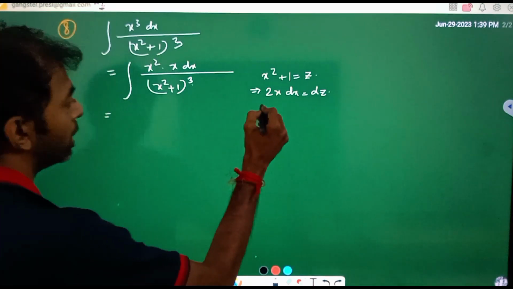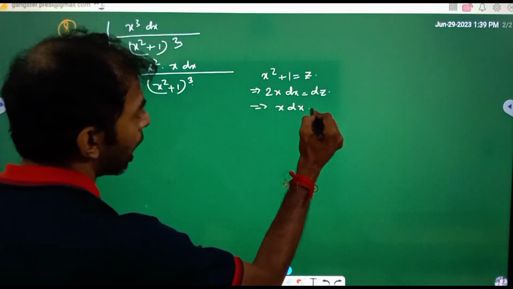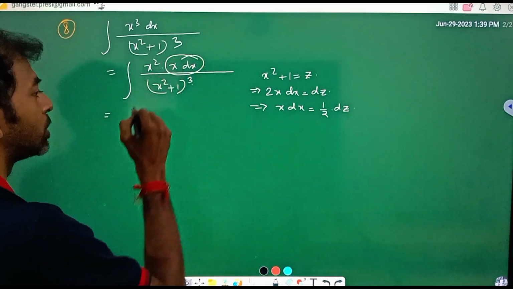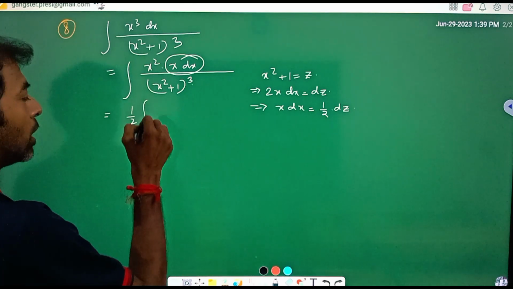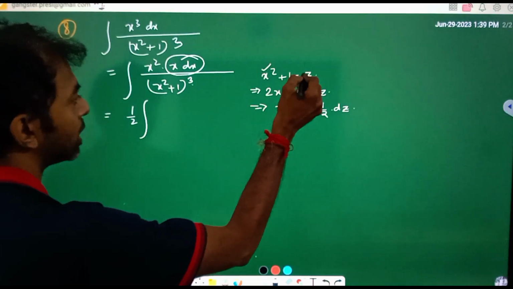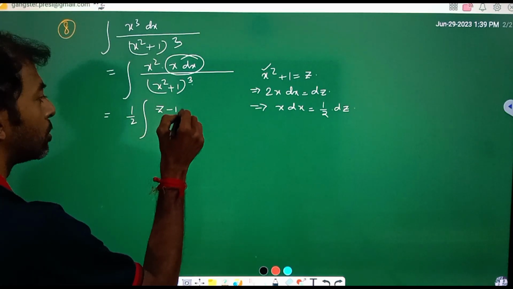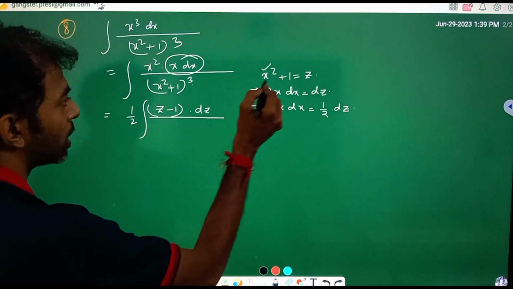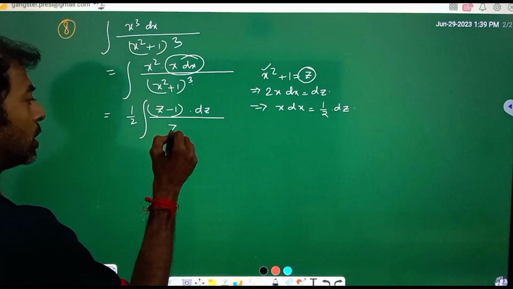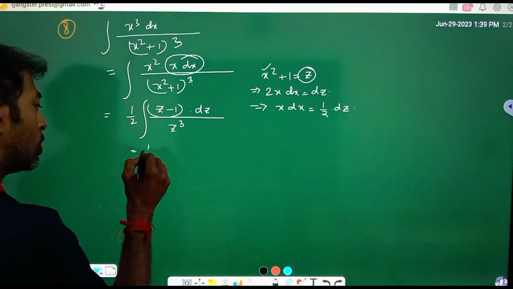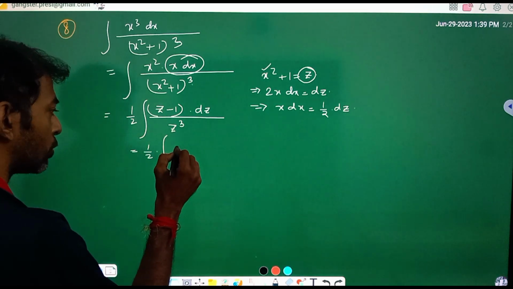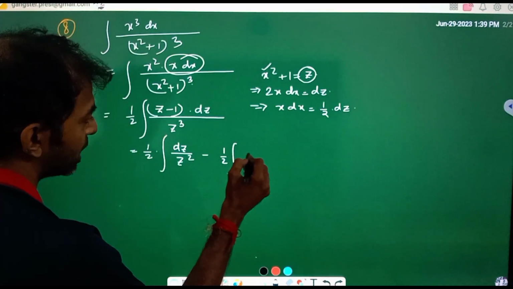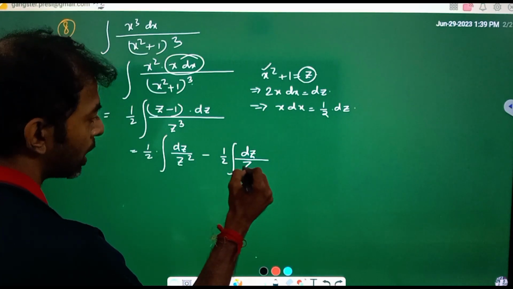So x dx will be half into dz. So this part I'm going to substitute by half into dz. Now you all know the value of x square, that will be z minus 1. So that will be z minus 1, x dx will be half into dz, and x square plus 1 is denoted by z, so that will be z cube. So the total part will be z by z cube, that will be dz by z square, and that part will be half into dz by z cube, right?